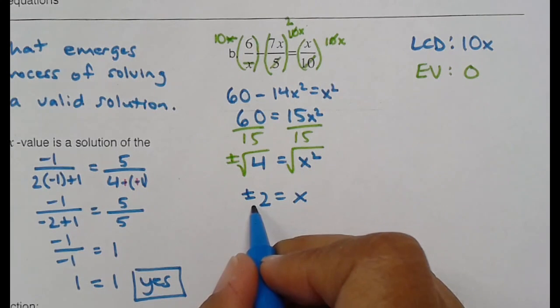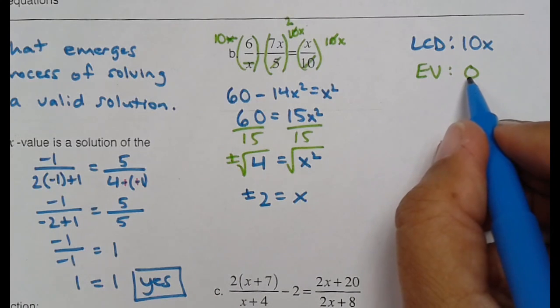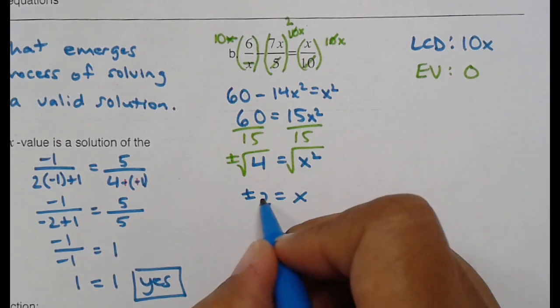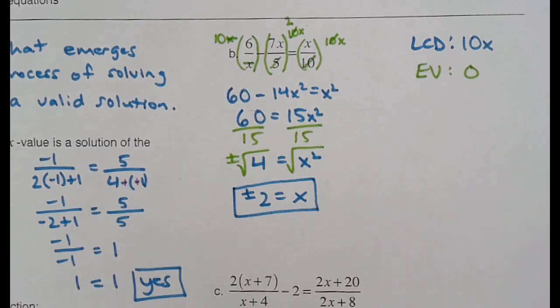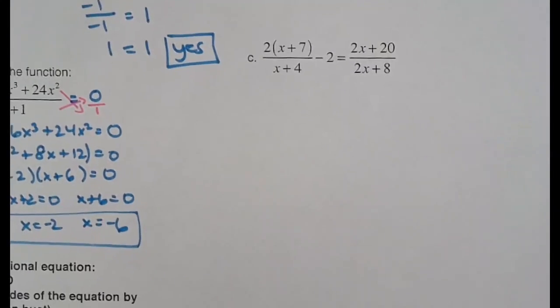And before we box our answer, let's check, is any one of those an excluded value? No. So plus or minus 2 is the answer, positive 2 and negative 2, because 0 did not show up. All right, let's take a look at the next one.